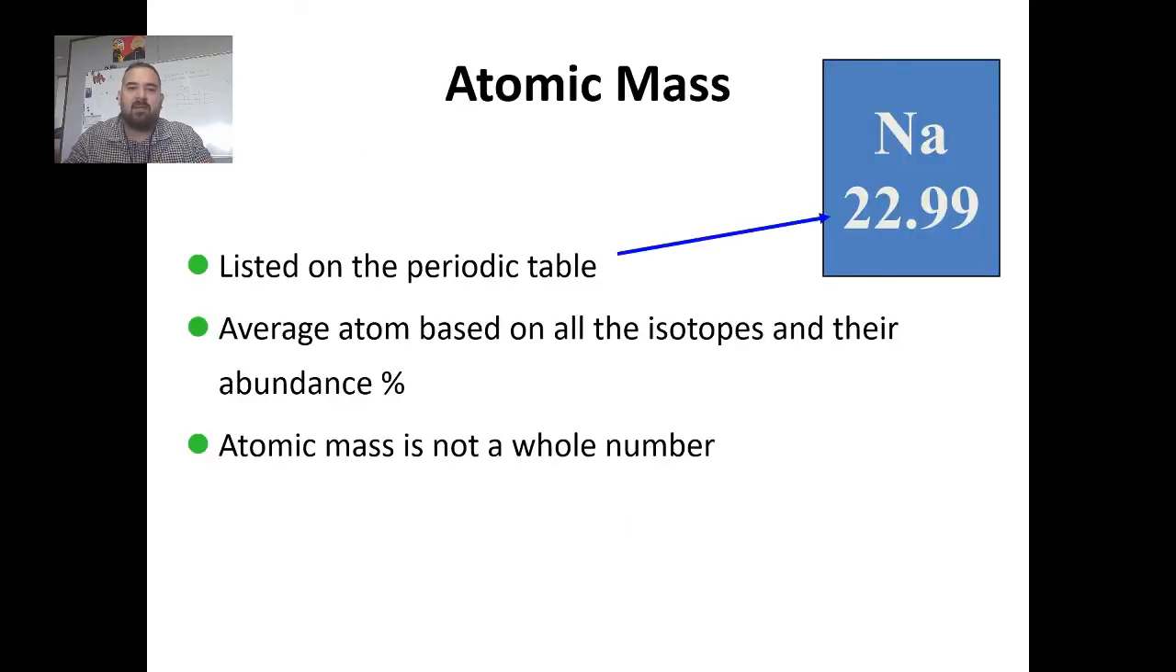So listed on the periodic table, you see the average atomic mass. The average atomic mass is going to be the average of all the isotopes multiplied by its percent abundance, which means how much of it actually exists. The atomic mass is not a whole number. It's never going to be a whole number. It's impossible to make it a whole number unless we round, which we're going to round pretty frequently.